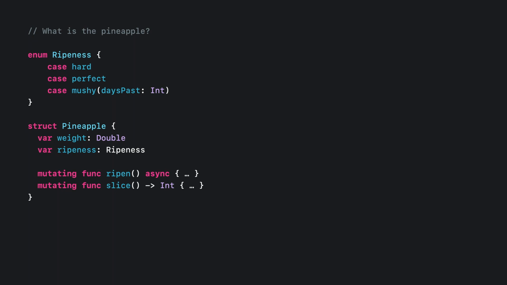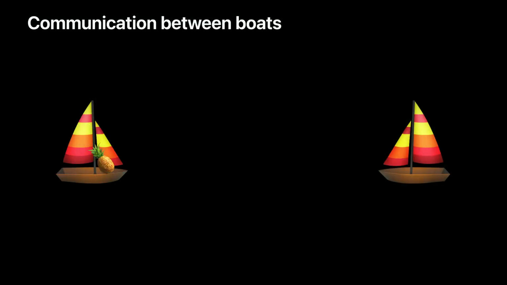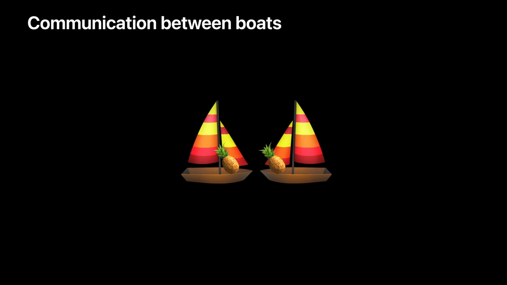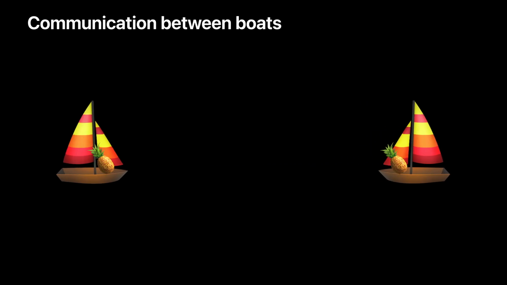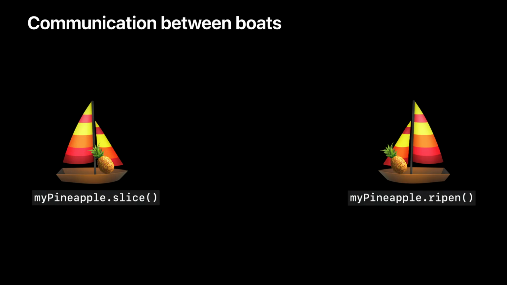We like value types in Swift, so let's make the pineapple a struct that's defined by its weight and ripeness. Let's see how this works. When the boats meet on the open sea, we're really passing a copy of the pineapple instance from one boat to the next, and each boat goes away with its own copy. If you were to mutate the copies, such as by calling the slice and ripen methods, it won't have any effect on the other one. Swift has always preferred value types for exactly this reason. Mutations have only local effects. That principle helps value types maintain isolation.